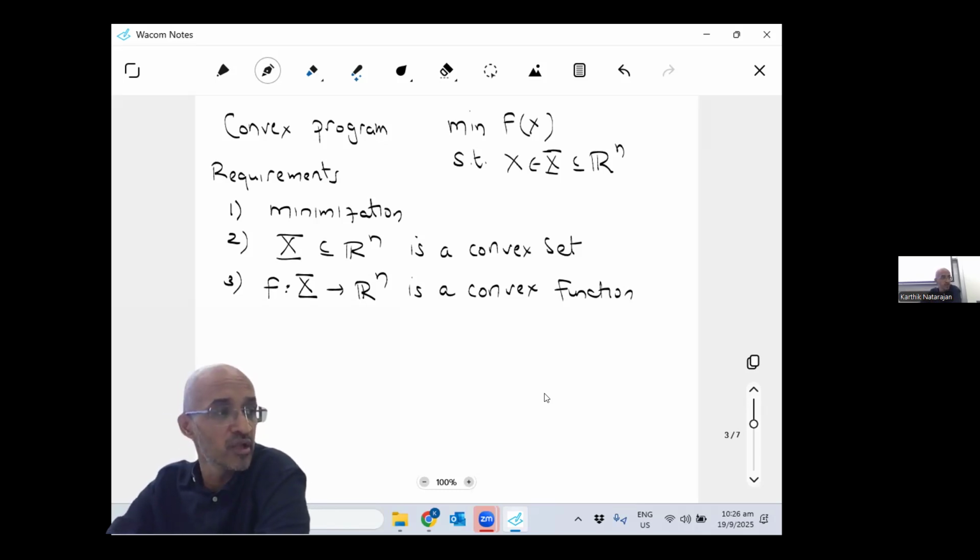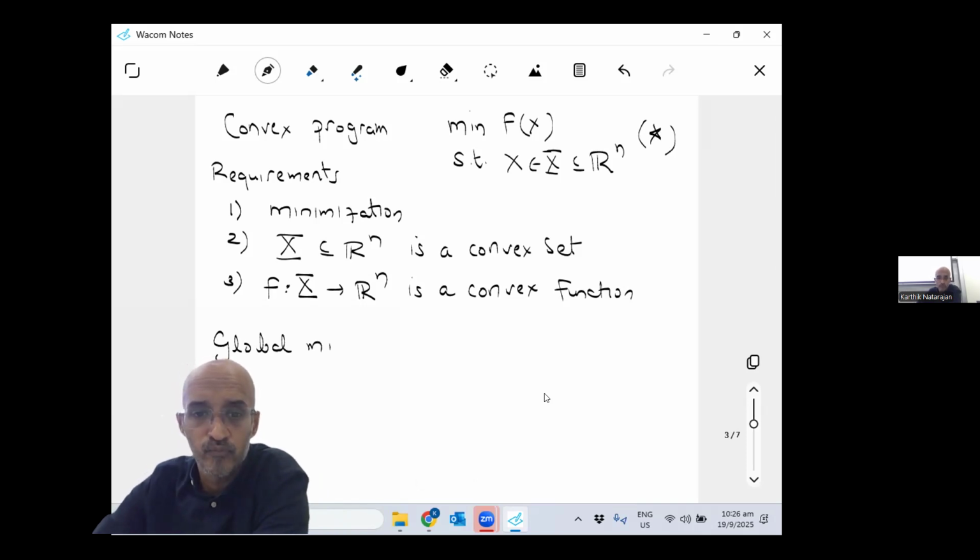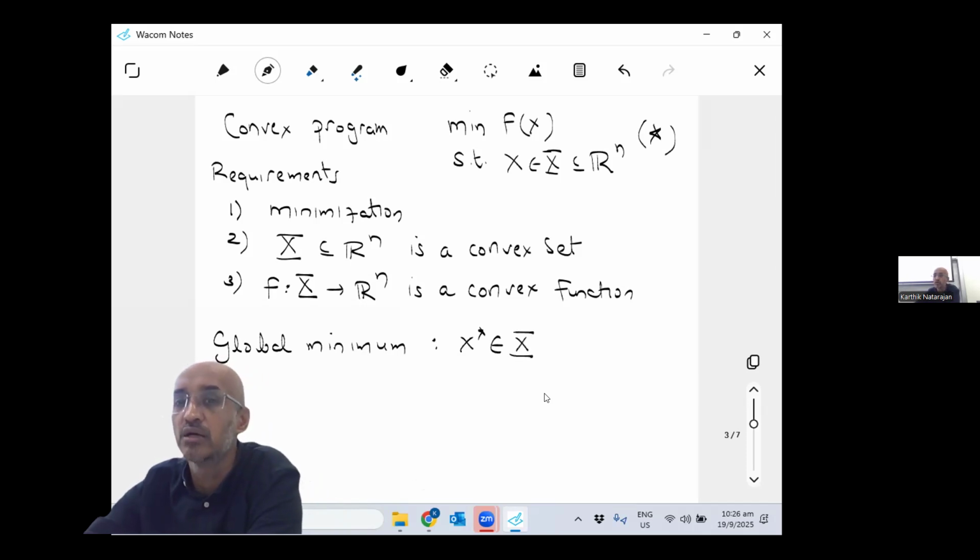So I want to make this precise. I want you to see this once at least. So let's first define what's a local minimum and a global minimum. So what's a global minimum? This is my convex program, the problem I'm interested in solving. So X star is a global minimum. Obviously X star has to be in the set. So X star in X is a global minimum, global minimizer. I'm going to use minimum and minimizer interchangeably here.